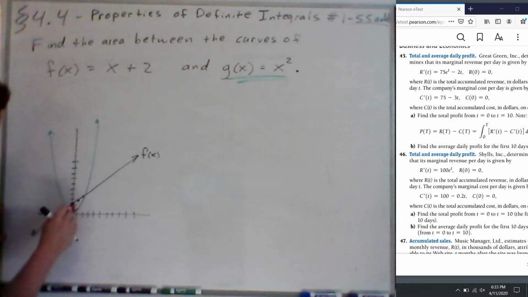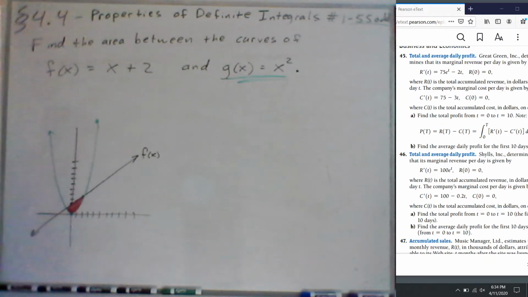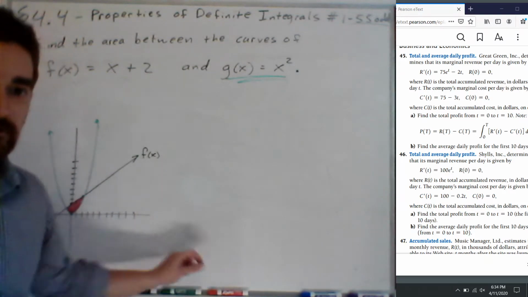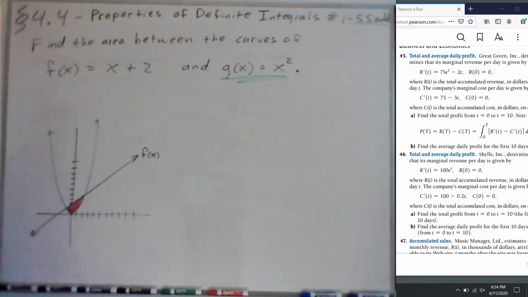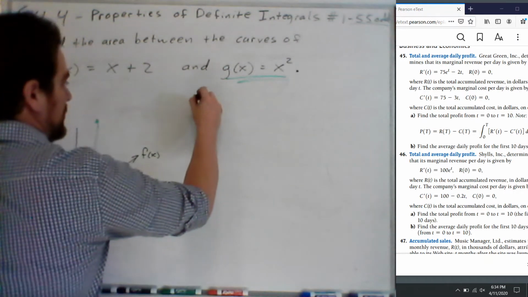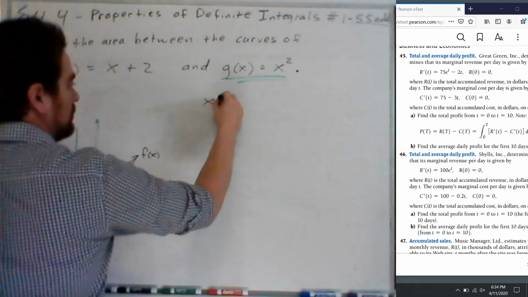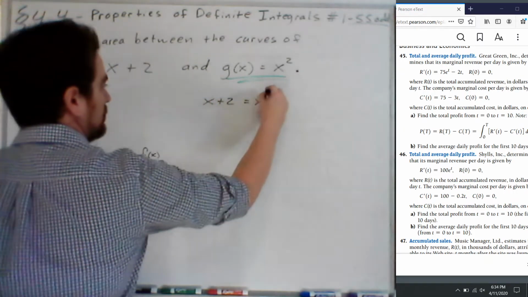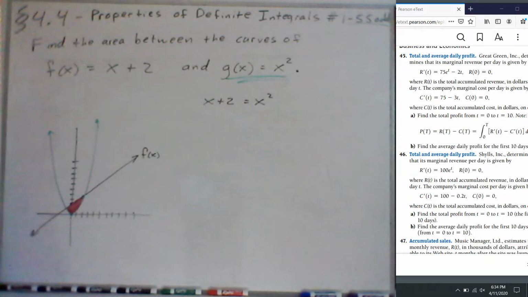Now, if you'll notice, there's some area between these two. I'm shading it in red to emphasize what we're looking for. Right, so this little region that's bounded by these two graphs, it's kind of trapping in this little area here. That's what we want to find. So let's take a look at these 2 points.